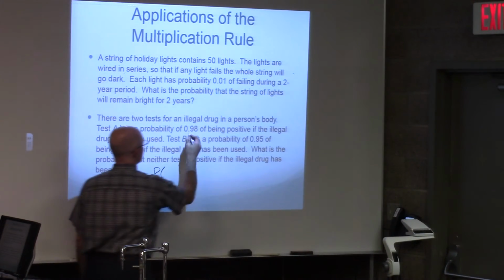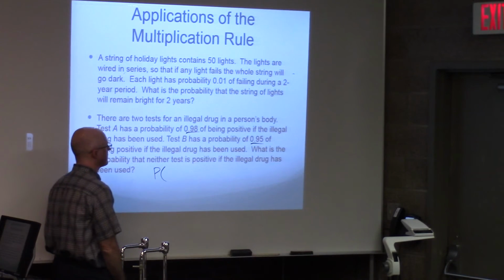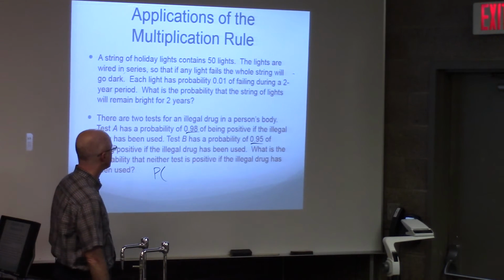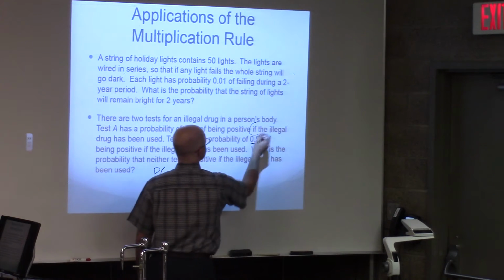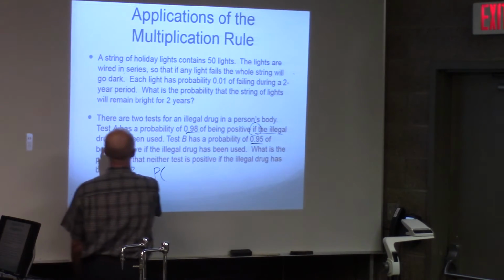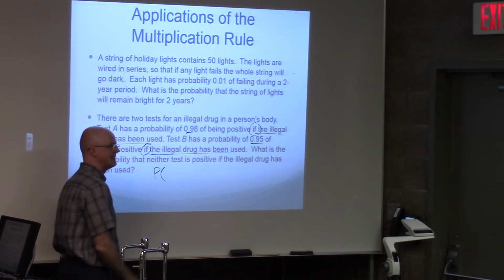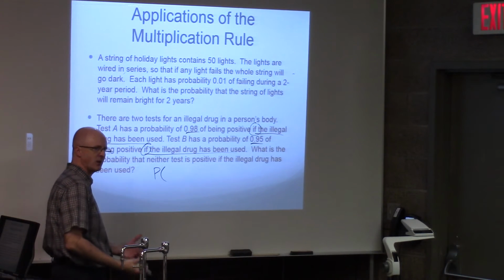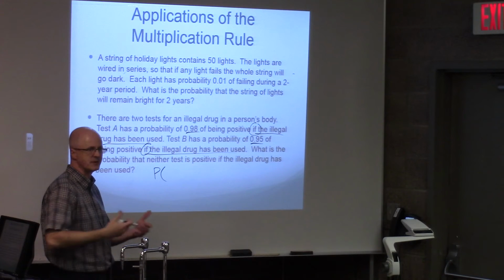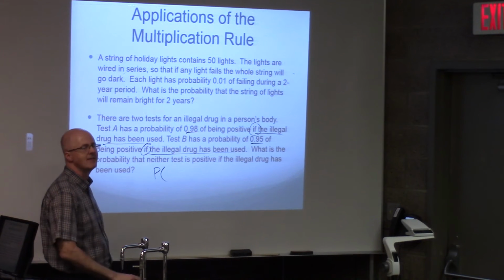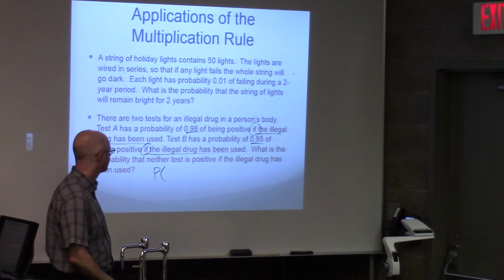What we're given here are two probabilities that are really conditional probabilities because you see this word if: if the illegal drug has been used. In both of those cases, you're assuming you've got a person where you know, for some other reason, maybe because they told you, that the illegal drug is in their body.